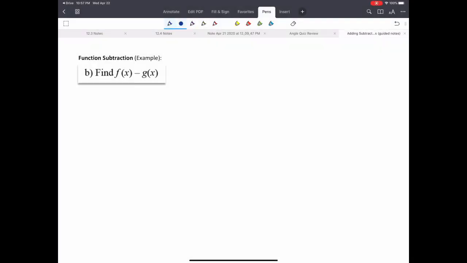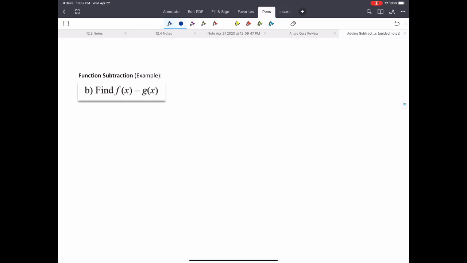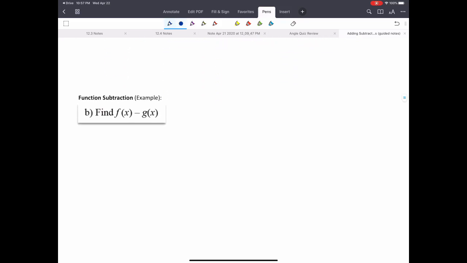All right, moving on to subtraction. Now with subtraction functions, the thing you have to remember, and this is something I've mentioned quite a bit in class, is that when there's subtraction, we definitely have to think about what that minus sign does, especially to what it precedes. That minus sign is right in front of the g of x function, which means it's going to affect that entire g of x function.